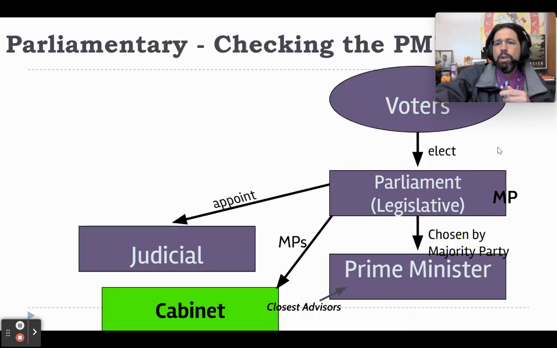Okay. Now, how do you check the prime minister? How can we get rid of this chief executive? Which, remember, in every democratic government, you always want to watch the chief executive. They're the ones that can abuse power the most.